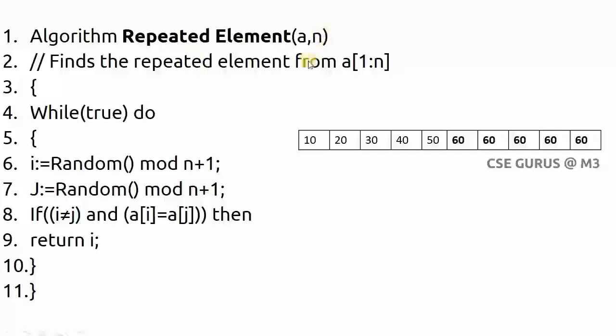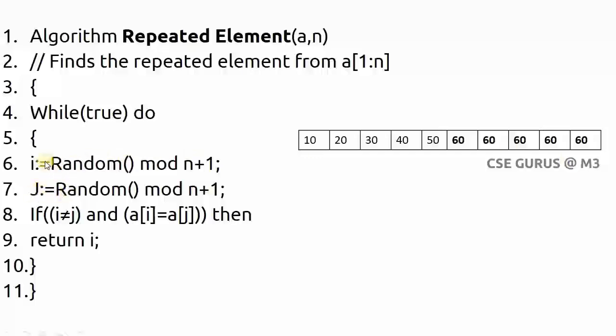you have an array A, and n is the input size. Find the repeated element from the array. While true, here we are taking i and j. As I explained, i equals random, which randomly generates an index from the set of elements. Let us suppose my n value is 10, so 10 plus 1 is 11. If it selects, let us suppose, 5 mod 11, which is 5 only, so the fifth element. Or else if it selects something like 120 mod 11, the remainder will be 10, so it selects the 10th element. Like this it will select.